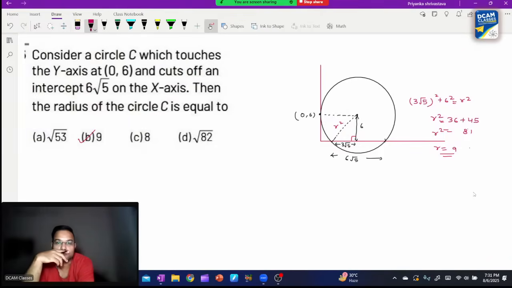So I considered 6 root 5 comma 0 as a point on the circle. The same thing. There is a difference when they say the circle cuts an intercept of this much on the x-axis and when they say the x-intercept is that much. There is a difference. So be very careful.